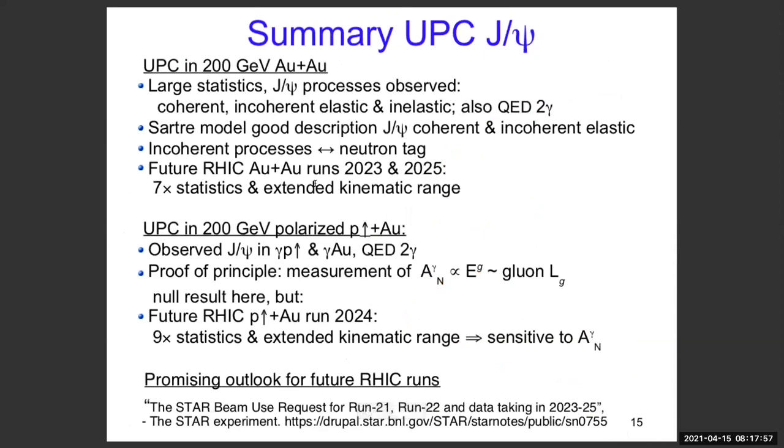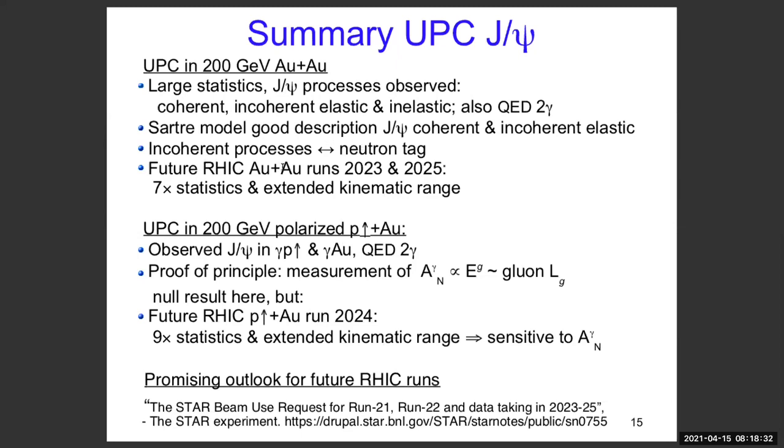Okay, summarizing now, I described our results from UPC Au+Au. We have large statistics, the J/psi and psi(2S) processes are observed. For J/psi, we see the coherent and incoherent components, also the two-photon. Sartre is apparently giving a very good description of the data, both for coherent and incoherent, both in magnitude and shape. I showed how incoherent processes can possibly be studied through a neutron tag, or can be tagged with neutrons. And then we have some future runs.